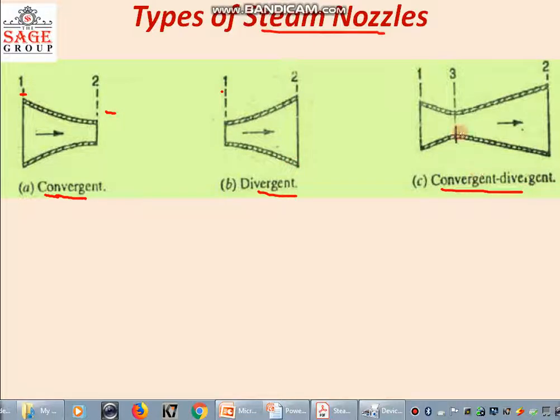And in the third case, the area from section 1 up to section 3 decreases first, and then the area from section 3 to the outlet section 2 increases. Here the minimum section area is known as the throat section or the throat.